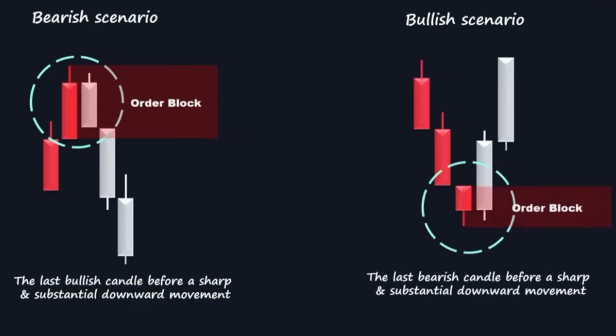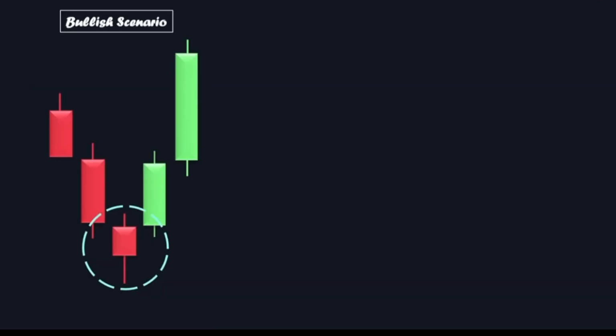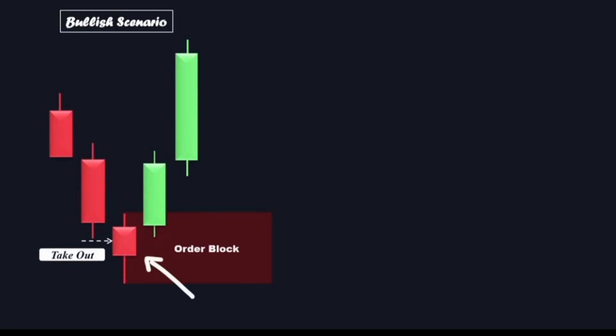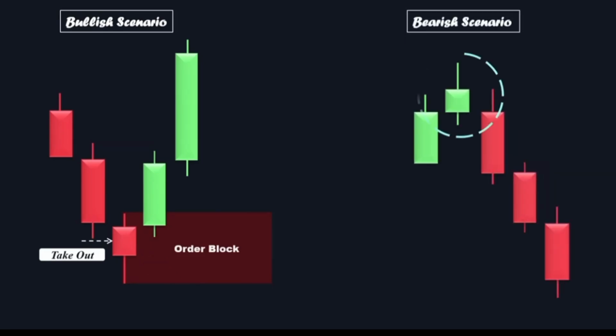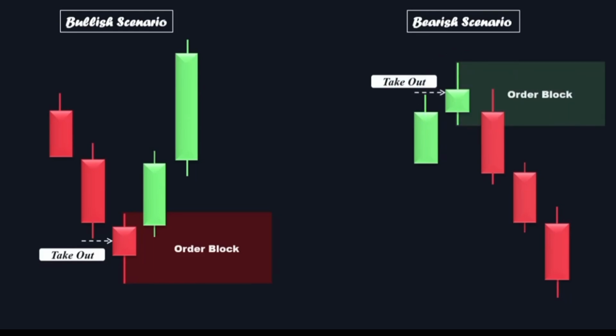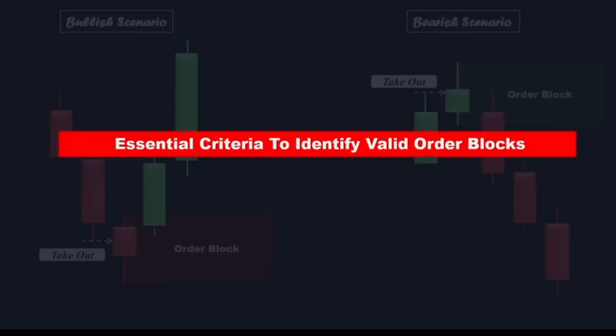The psychology behind these zones is straightforward. They represent areas where institutional players enter the market with large positions. These zones act as manipulation points just before a significant move. When price returns to them, they often serve as high probability areas for reversals or continuations.